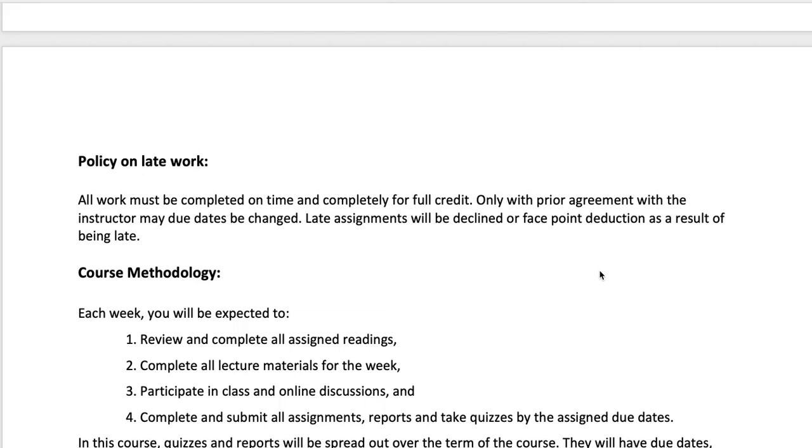Late work is not accepted, so all work must be completed on time and completely for credit. If you have a great excuse, you can talk to me before the due date to talk about whether I'll accept late work. I never accept late additions to discussion boards. Discussion boards are an important interactive means for you to reinforce your learning, to demonstrate mastery, and to help your classmates understand these topics. And so it's very important that you post on time in your discussion boards.